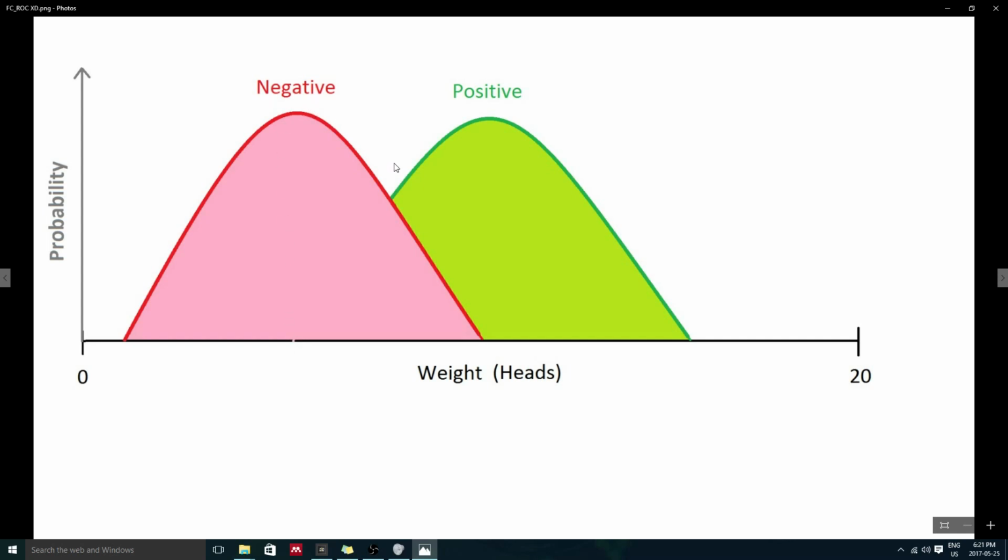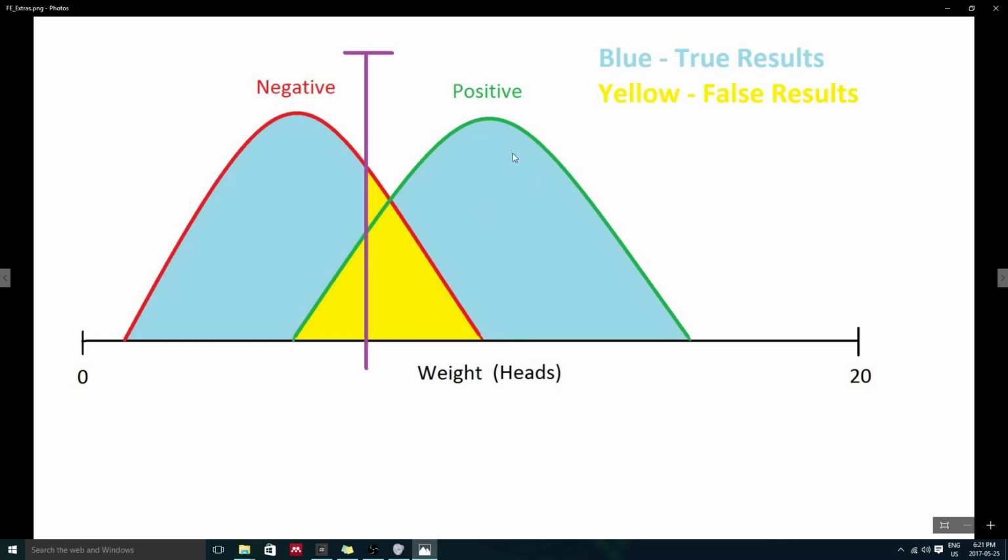Now, if I pick this weight value here as a cutoff, this means that every result above this cutoff I am going to predict as a positive result, even if it's not. And every result below my cutoff I am going to predict to be a negative result, even if it is not. And any guess that is wrong can be labeled false, while all my correct guesses I can label true. Accordingly, I've coded our negative and positive distributions so that blue represents all true results and yellow represents all false results. And in this way, I will have true positives, true negatives, and false negatives.